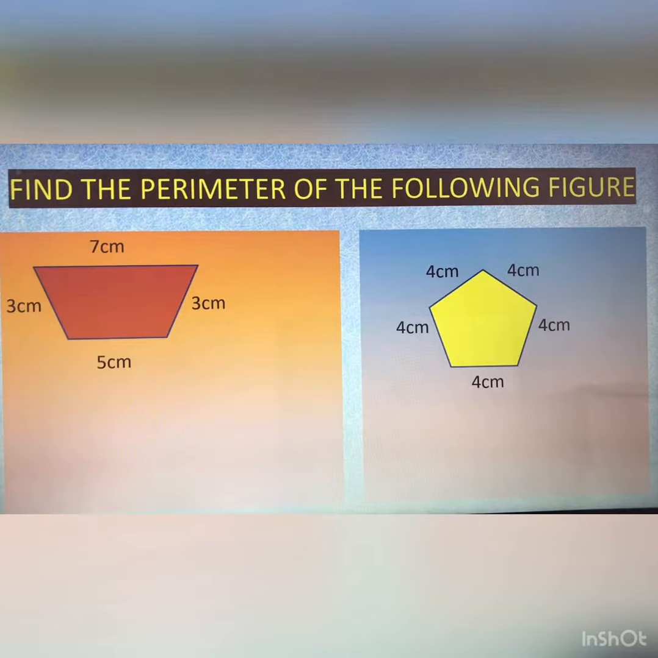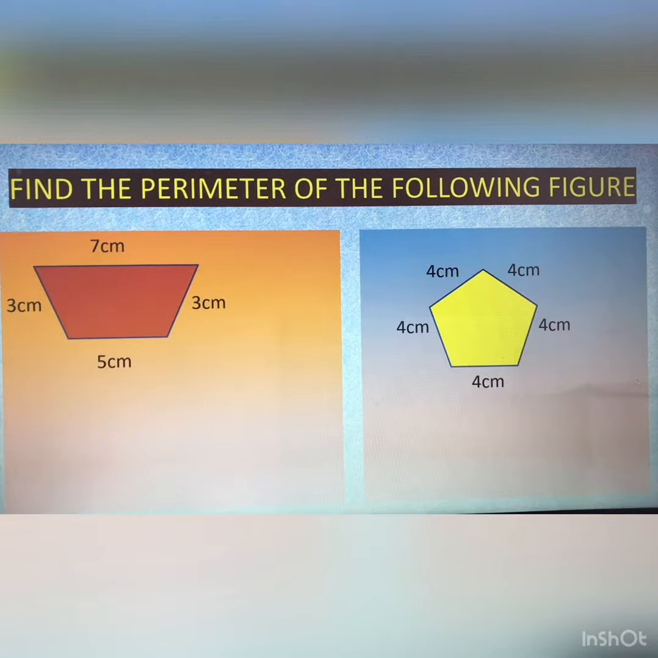But dear, always keep in mind, if any geometrical shape is regular, meaning all sides are equal, then you can multiply the number of sides and the measure of one side. So here the measure of the side is 4 centimeters, meaning each side is 4 centimeters, and the total sides are how many? 5. So you can write it directly, 5 into 4. 5 into 4 means 20.